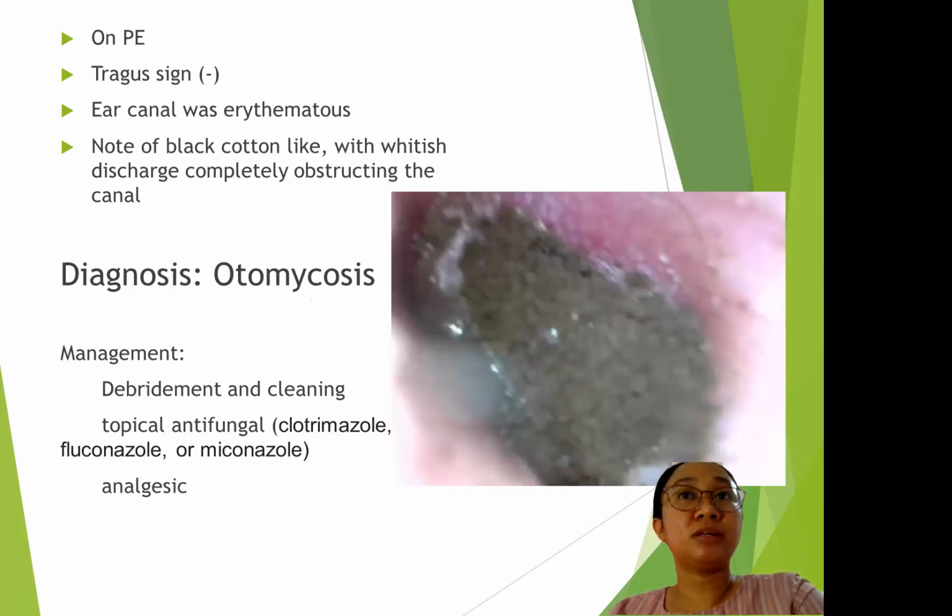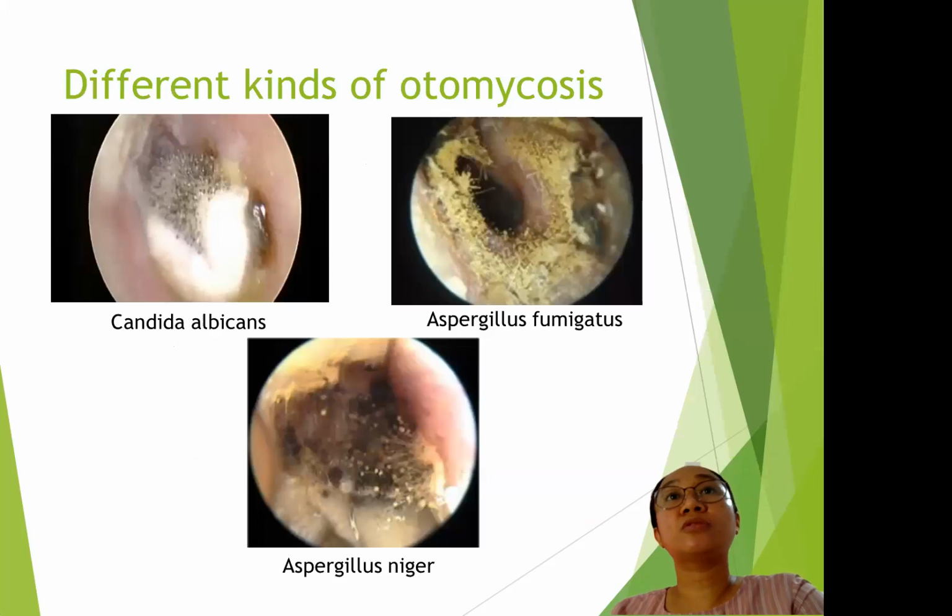So the diagnosis is otomycosis. The main management for this is debridement or cleaning. You have to start your topical antifungals in the form of clotrimazole, fluconazole, or miconazole. You can add analgesics for pain. What are the different kinds of otomycosis? You can find Candida albicans. They would usually appear cotton-like or white. Your Aspergillus fumigatus appears with a greenish hue. And your Aspergillus niger, from the name itself, is black in appearance.